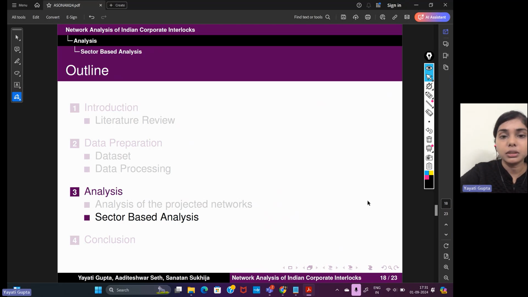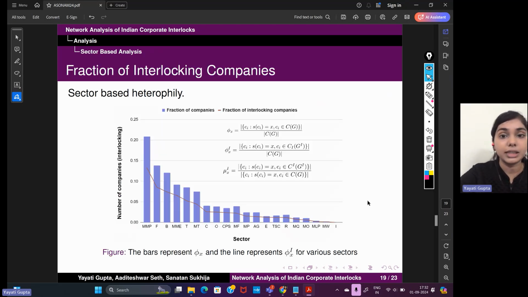Moving on further, the last part of our analysis is the sector-based analysis. So we wanted to see whether there is a sector-based homophily in the network. What we actually observed is that there is, in fact, you can say, sector-based heterophily. Around 15% of the edges in the company's projected network are intra-sector, and 85% of the edges are those which run across two different sectors.